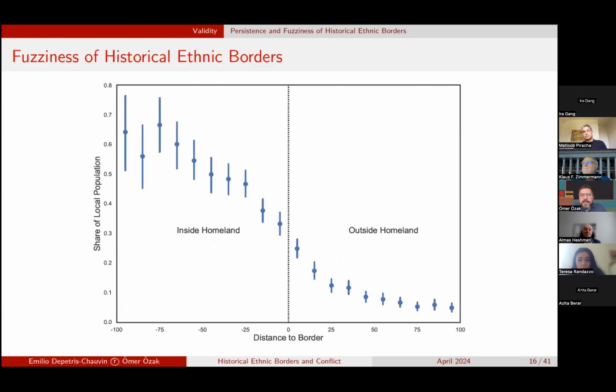Second, evidence that these borders are very porous and don't really separate groups very well, right? Here we're looking not at the share of population from an ethnic group, but the share of the local population in each place that belongs to the ethnic group of the homeland where this location is located, right? So this is looking at places close to about 5 to 10 kilometers from the border, and what share of the population in that place belongs to the ethnic group whose homeland that place is located in. And what we see is that this varies much more smoothly, suggesting that these borders are very porous and people can move from one side to the other.